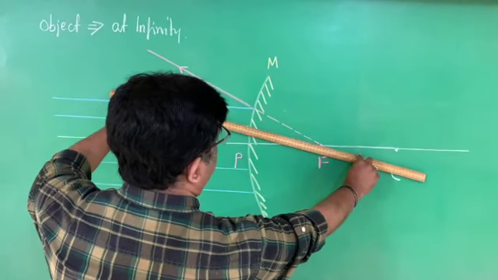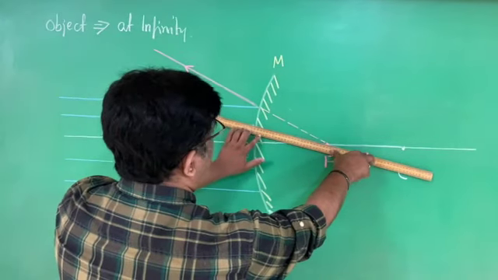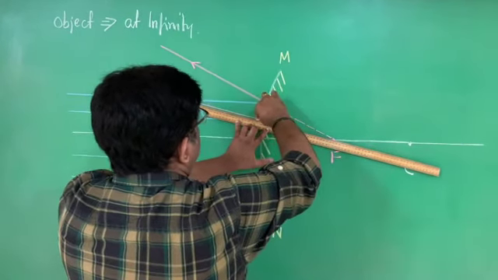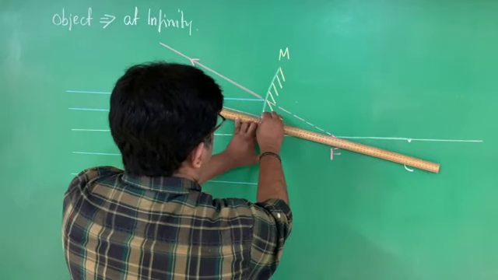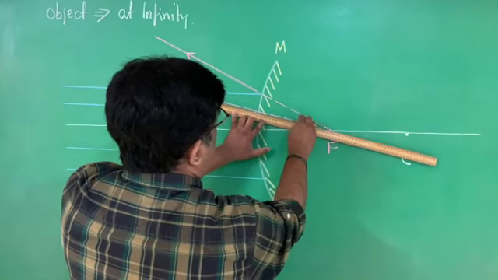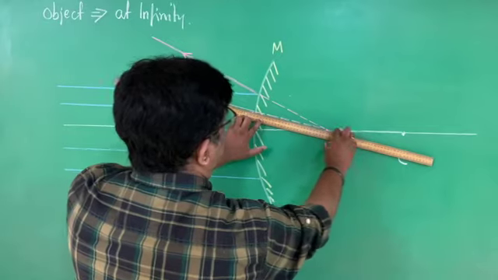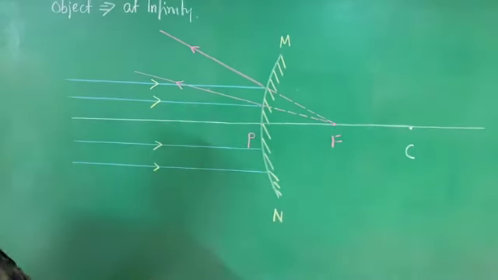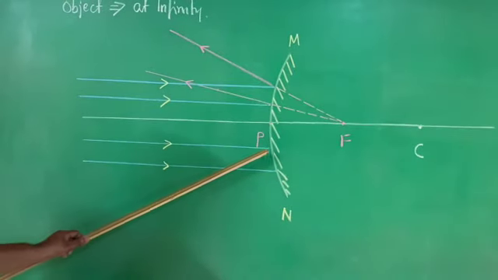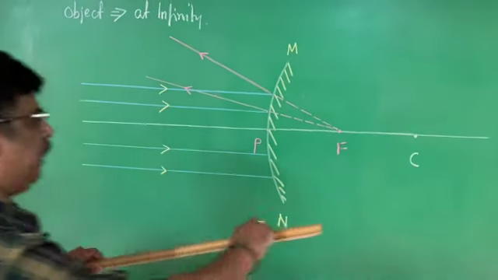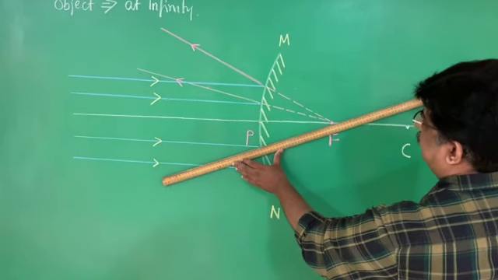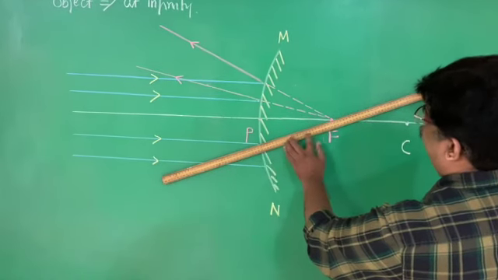It is going to diverge from the principal focus. See, now I am extending to behind the mirror. I write a dotted line. This ray emerged like this. Now I want to write for this ray. What should I do? I keep the scale like this. P, this is the point, and F.